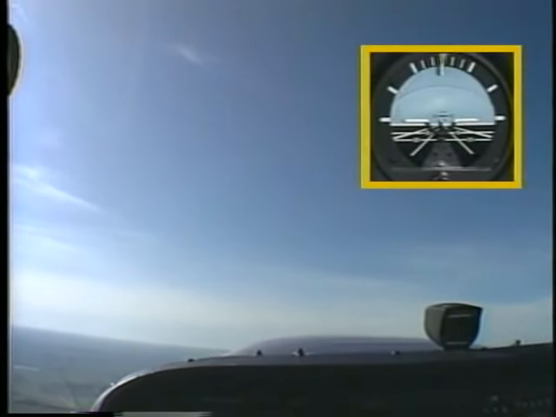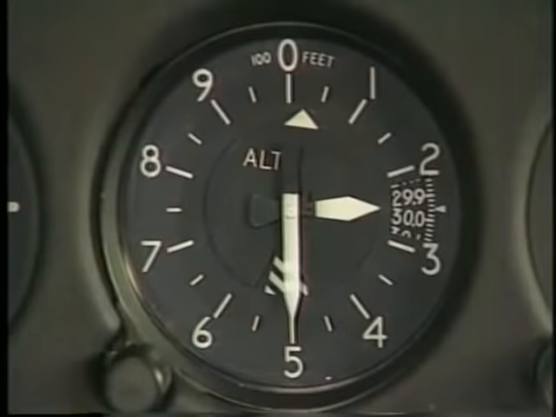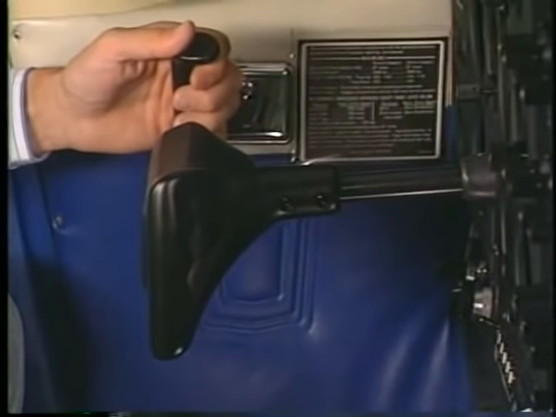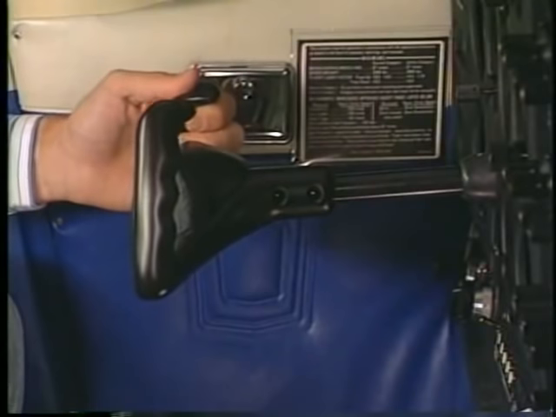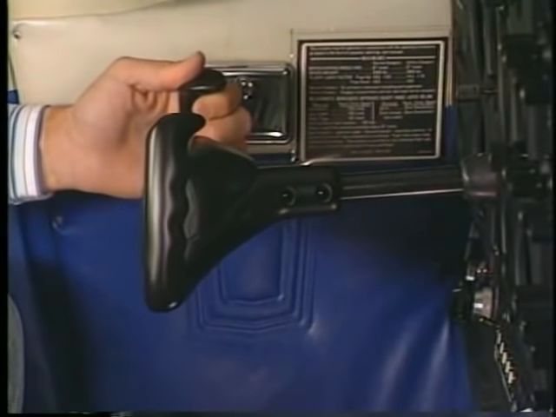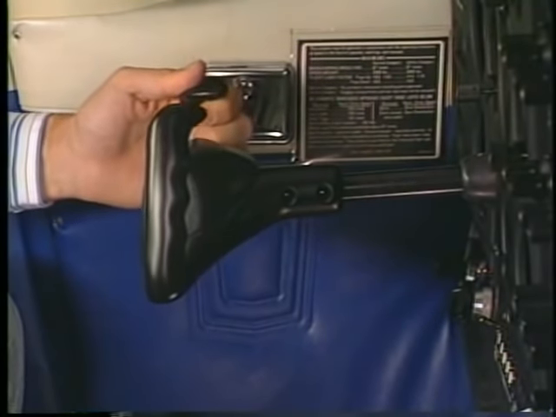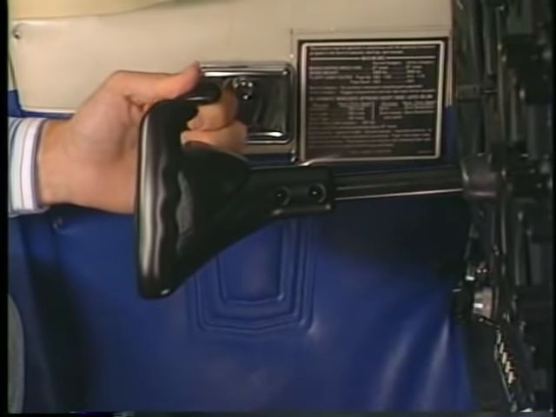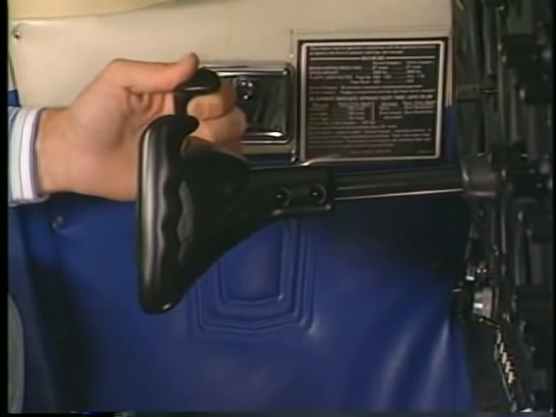The attitude indicator confirms the airplane's high pitch condition, while the altimeter and the vertical speed indicator verify that you're level. At these slow speeds, control response will feel sluggish, although greater control deflections may be needed to achieve a change in flight attitude. You should apply gentle control pressures. Using abrupt movements could result in a stall.